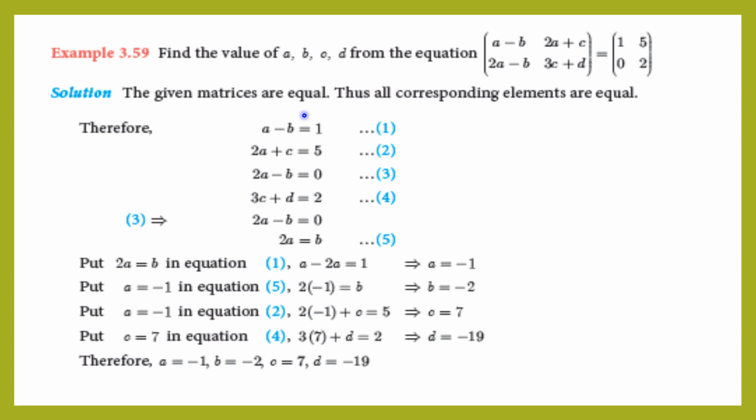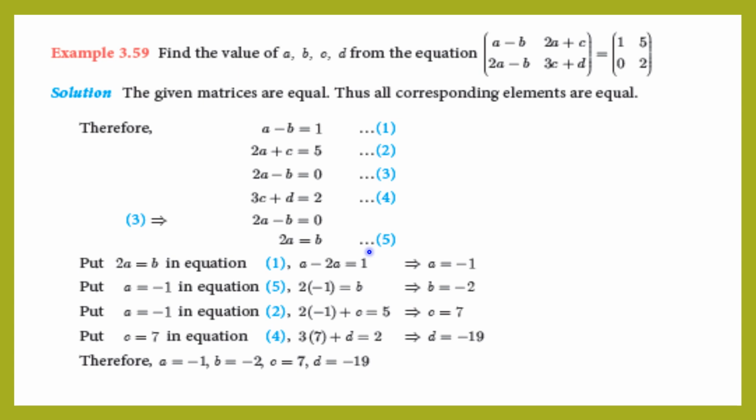The given matrices are equal because the equal to sign is given, so corresponding elements are also equal. So from the given matrix we have to form these equations. We will get 4 equations. We mark them as 1, 2, 3 and 4. Now in the third equation we have equal to 0, so from this we can write 2A minus B equal to 0. This minus B comes to this side and changes to plus B.